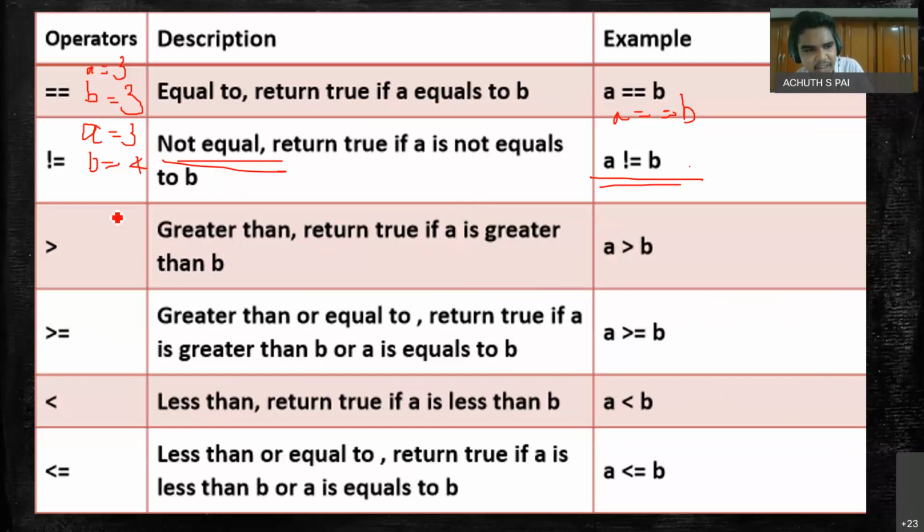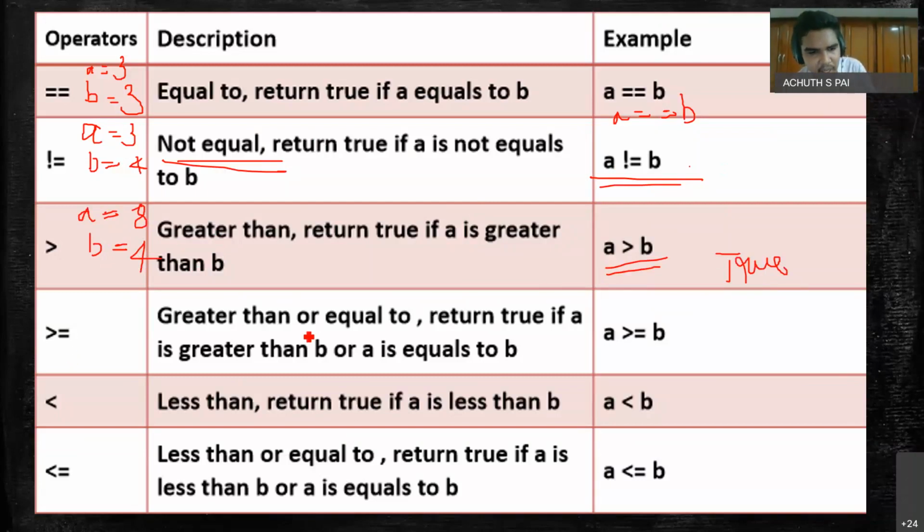And in greater than, if you give A as 8 and B as 4, and if you give A greater than B, then it returns true because we know 8 is greater than 4. So hence A is greater than B. Hence we will get the output as true.